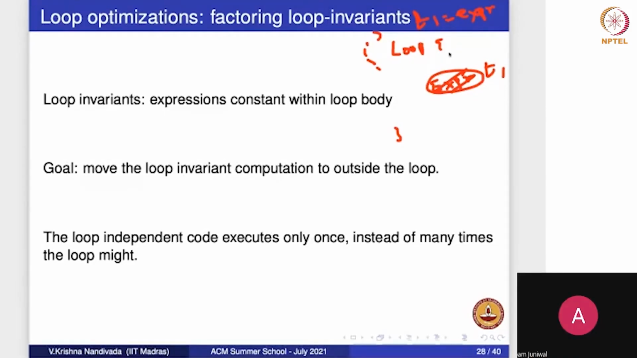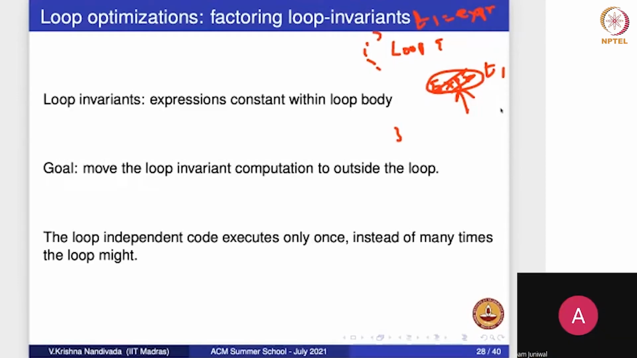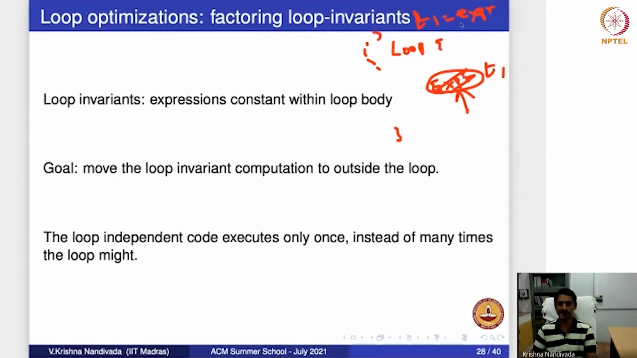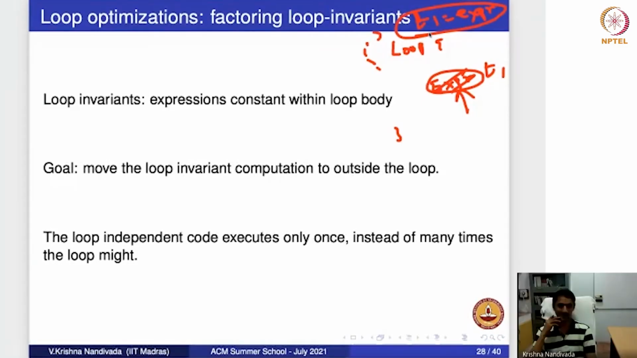Let's say the loop goes over 100 times. How many times am I evaluating this expression? 100 times. Very good. Once I do this transformation where this expression is moved out, how many times am I evaluating this expression? Once. So which is more efficient? When we are moving out the expression. Correct. So the loop independent code here executes only once.